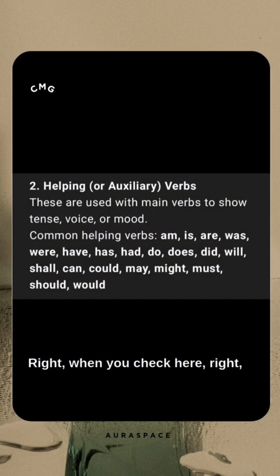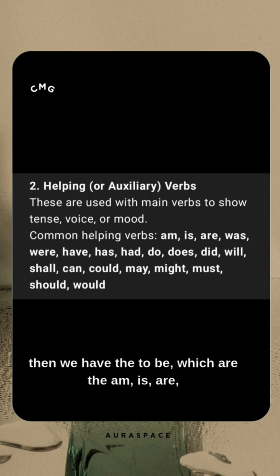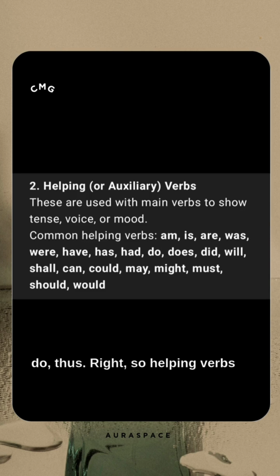When you check here, we have another type called the modal verbs. So you see that is a subset here. They include can, shall, could, may, might, must, should, and would. And then we have the to be verbs, which are am, is, are, was, were. And then we have the other side, which also includes have, has, had, and do, does. So helping verbs cover a wider range.